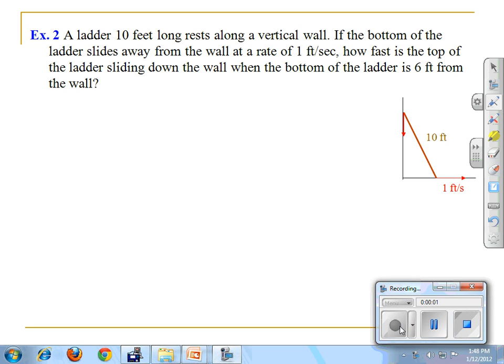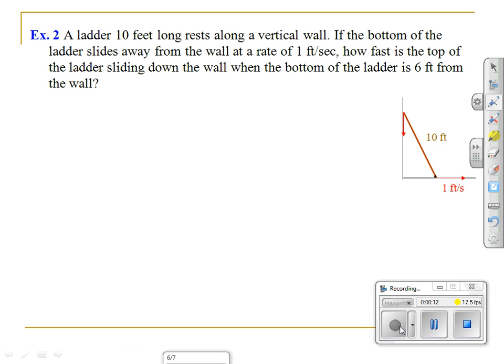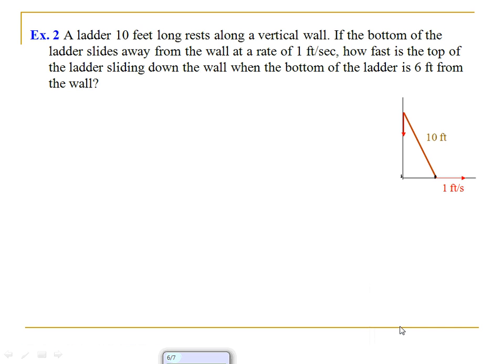Our first step is to name the variables, which means we are looking for what is varying in this problem. There are actually two things that are varying. The first, the bottom of the ladder to the wall is increasing, so we can name it x. The other thing is the top of the ladder to the ground that's decreasing, so we can name it y. Please note that the length of the ladder is always 10 feet. That's not changing, so don't name it by a variable.